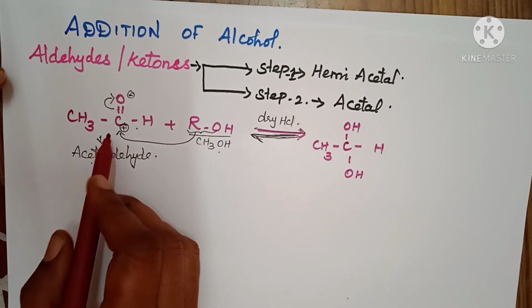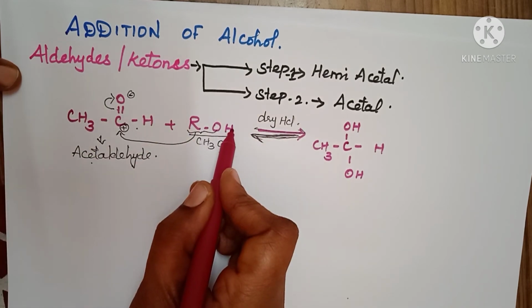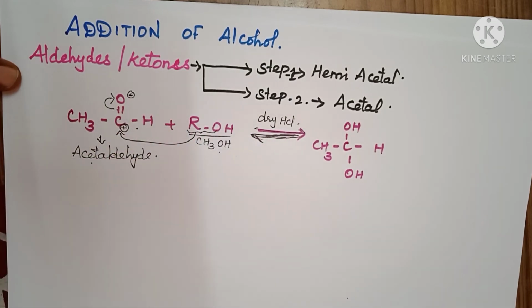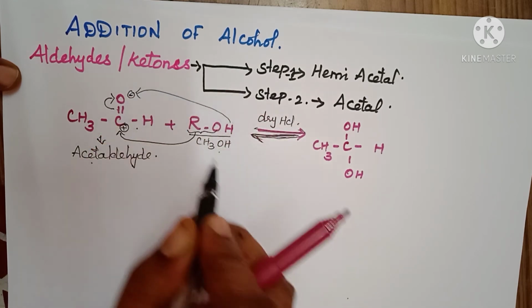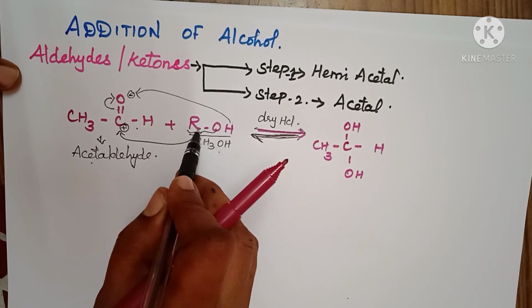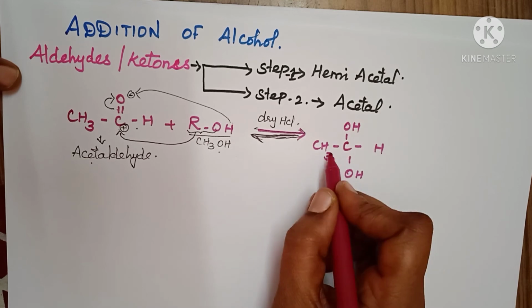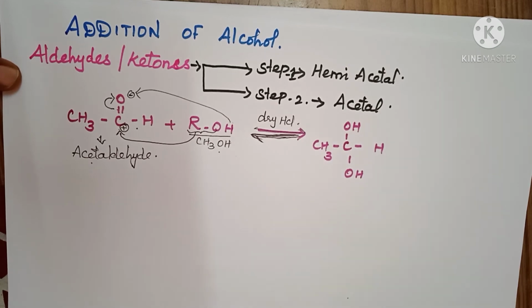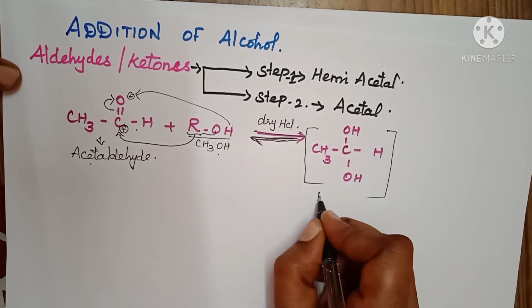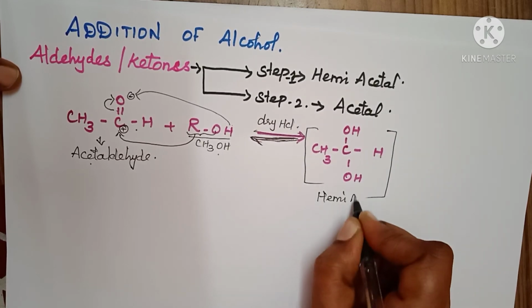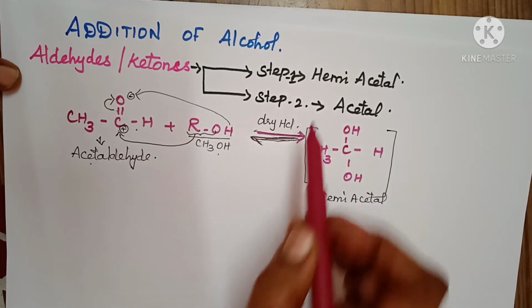You know, in this carbon CH3, the hydrogen ion will go and sit over there, because here it is H plus, so it will go and attach over there. So this RO, these two things, will come and attach over there. So here you will get what is called hemiacetal. So what is the product name? It is called hemiacetal.